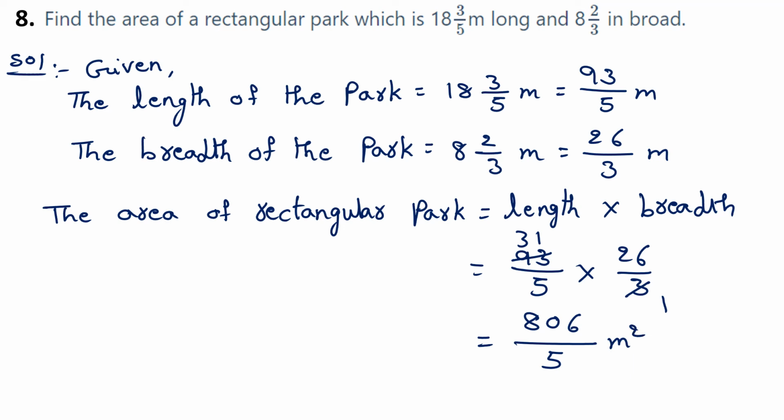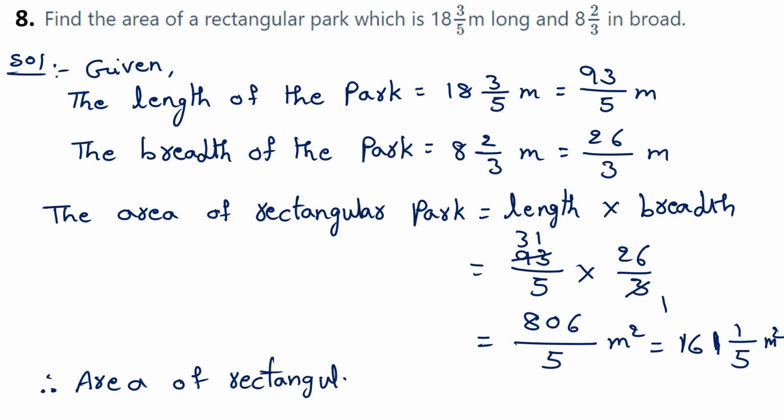Or we should write it as a mixed fraction. So how many times will 5 go into it? 5 1s are 5 and 5 6s are 30 and 5 1s are 5 again. So that is 1 by 5. So 161 1 by 5 meter square. So the area of the rectangular park is equal to 161 1 by 5 meter square. That is the answer. Okay children.